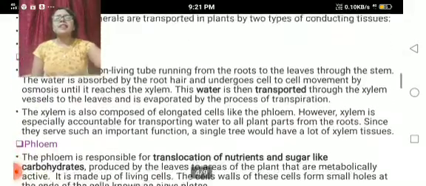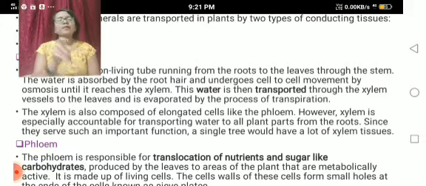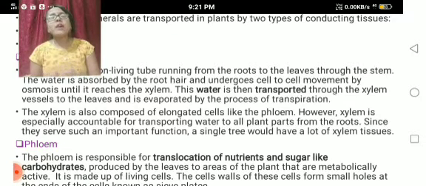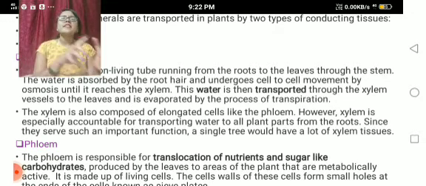The xylem is also composed of elongated cells like phloem. In phloem also the cells are elongated in shape. However, xylem is especially accountable for transporting water from the root to all parts. Since they serve such an important function, a single tree would have a lot of xylem tissues. This is about the xylem.